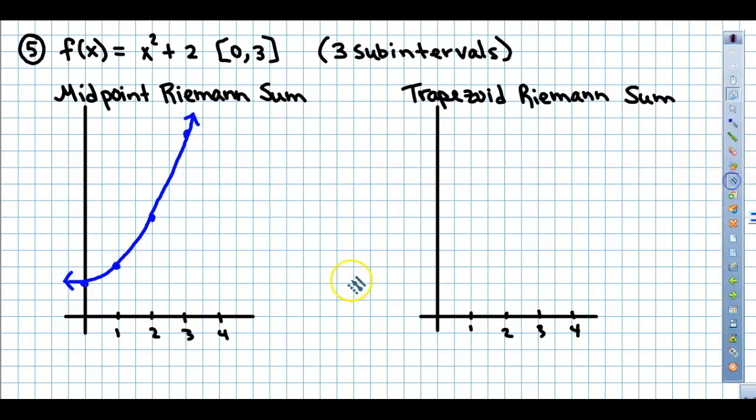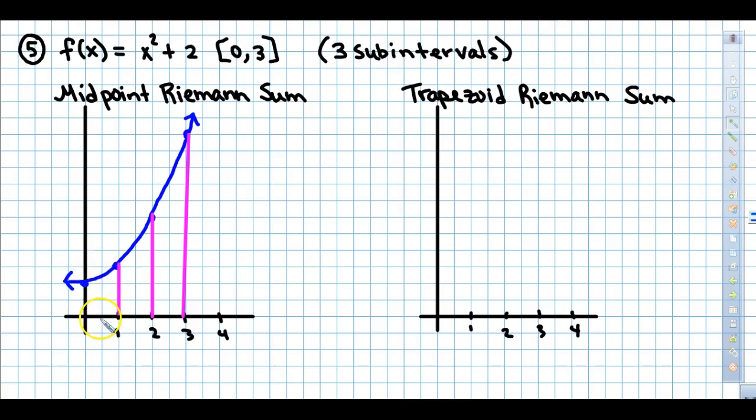Okay. We're going to separate this into 3 intervals. And this time when we draw a rectangle, we're going to draw our rectangle such that the midpoint of the top of our rectangle is on the curve. The bottom of a rectangle is the same as the top, the same width.